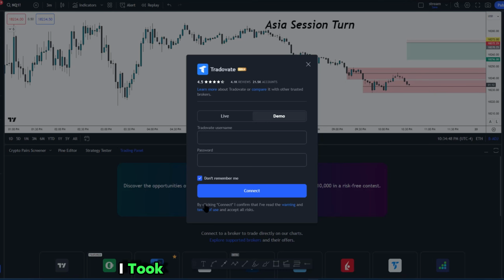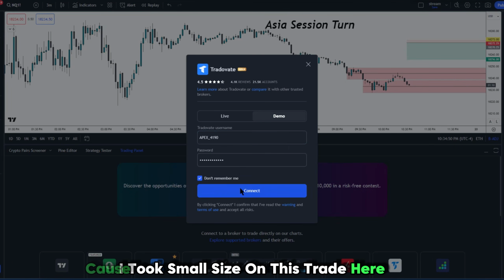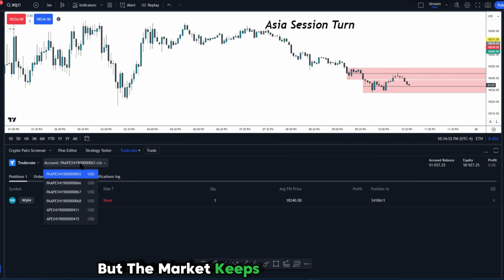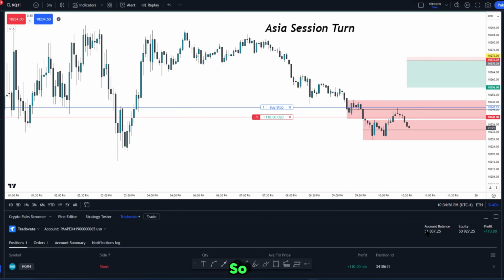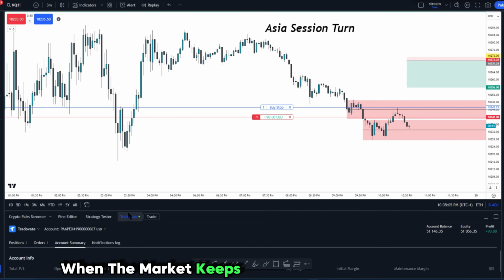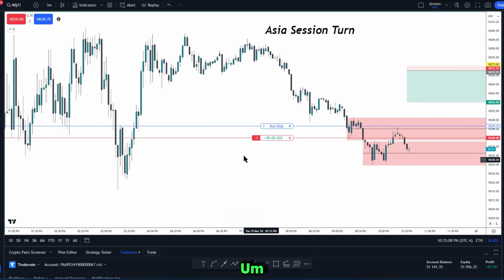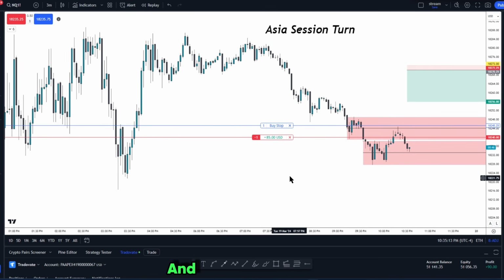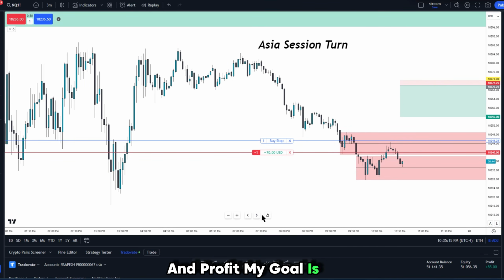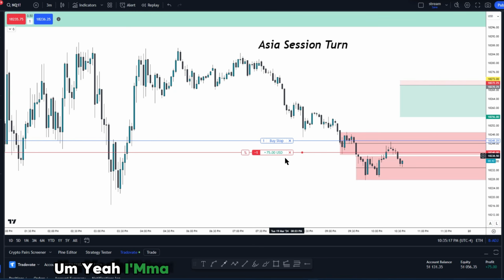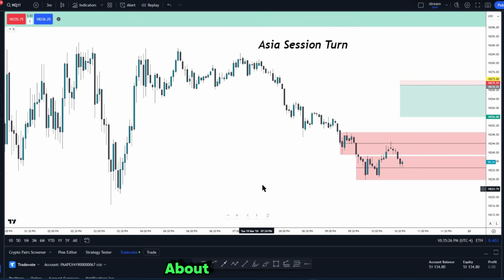I took small size on this trade here because I feel like I'm being a little bit greedy, but the market keeps just serving it up. So when the market keeps giving it, you gotta take it. Got all my live accounts over the $1,000 mark in profit. I'm gonna go ahead and exit these live accounts here because I had some bad trading that went on about a week ago.